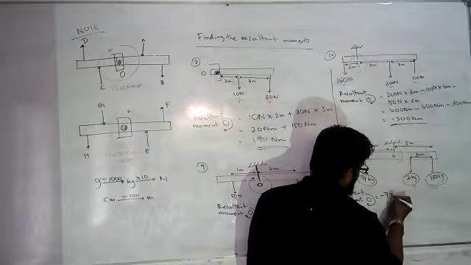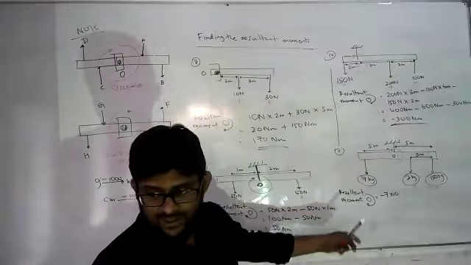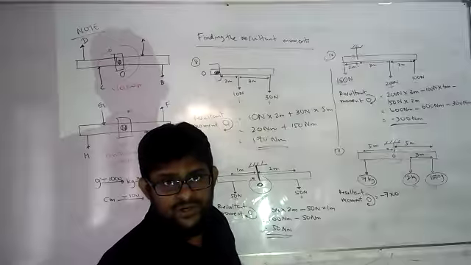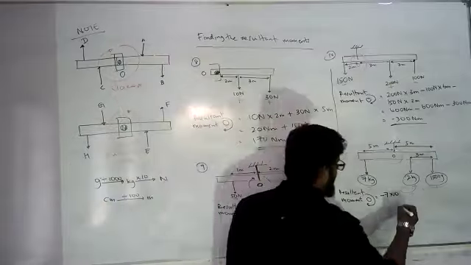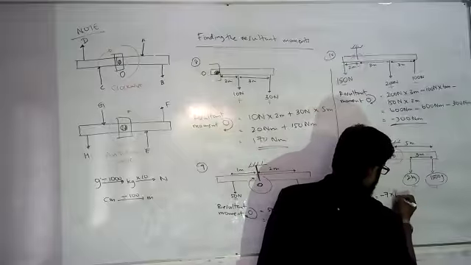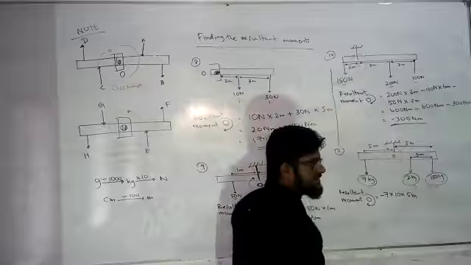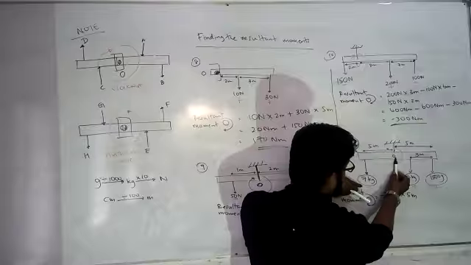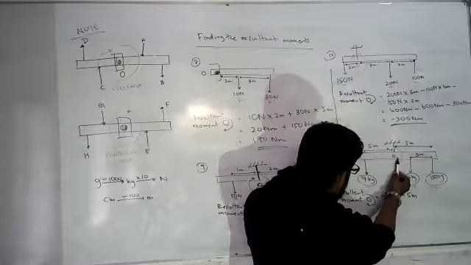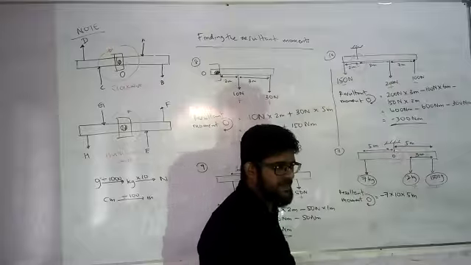Minus 7 into 10 I have to take, correct? Why? 7 kilograms. Kilograms I have to take as Newton by multiplying by 10. So minus 7 into 10 into, what is the gap? 5 meters, correct? 1 kilogram is equal to 10 Newton. 7 into 10, that's Newton. Gap is 5 meters. Okay?